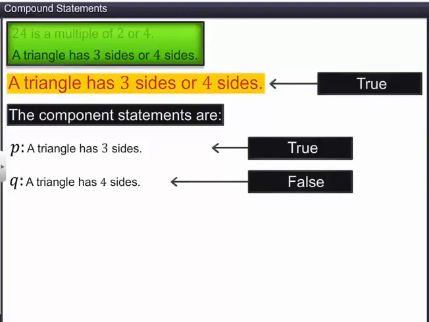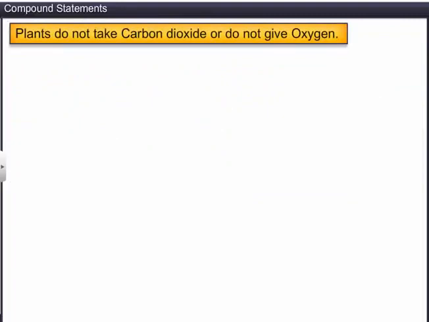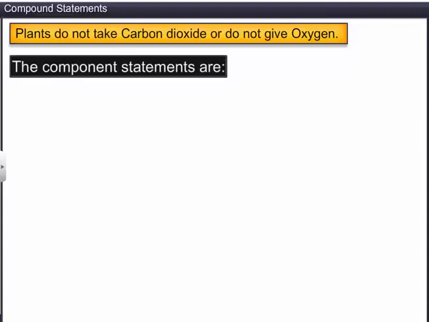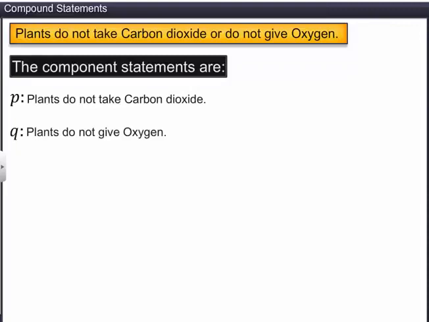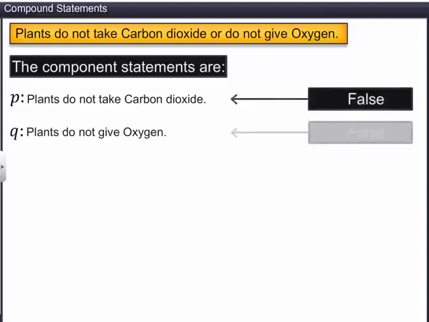Let's look at another example. Plants do not take carbon dioxide or do not give oxygen. The component statements of the given statement are: plants do not take carbon dioxide, plants do not give oxygen. We know that both the statements are false. Therefore, the compound statement is also false.